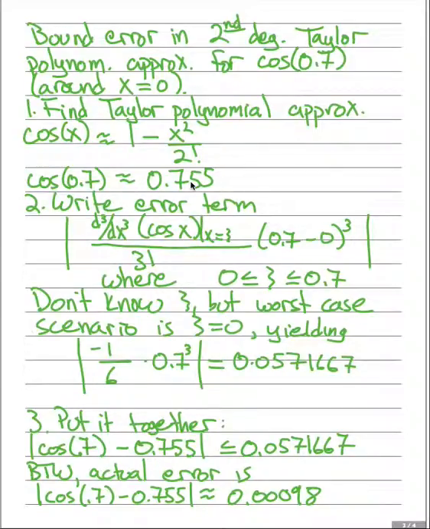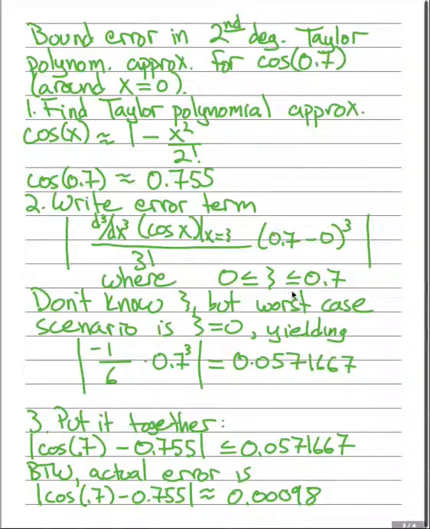Now we're going to write down the error term. And since we wrote down a second degree polynomial, the error term is going to be the third derivative of the function evaluated at x equals xi, divided by 3 factorial, times x minus a to the third power. And our x is 0.7, our a is 0. And xi is some number in between those things, where we don't know what it is.